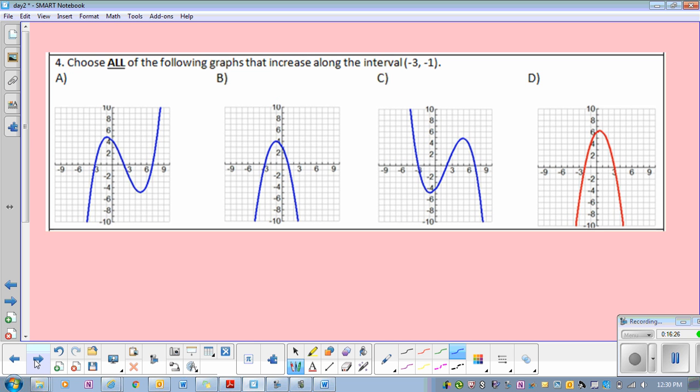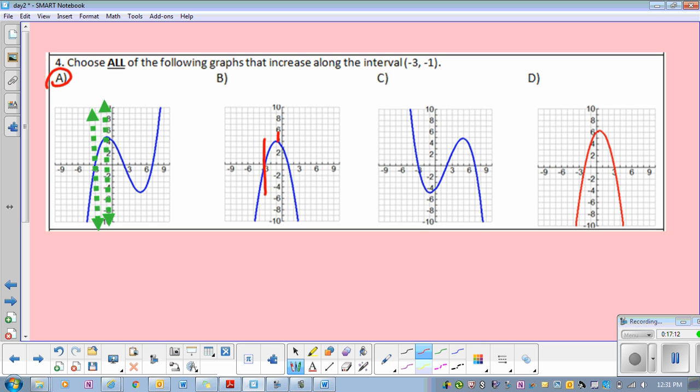How about this? Choose all of the following graphs that increase along the interval -3 to -1. Okay, increasing interval is which values? X's or Y's? X. Good. So that means that -3 and -1 are both X values. So from -3 to -1 for A, is the graph increasing? Yeah. So that one works.